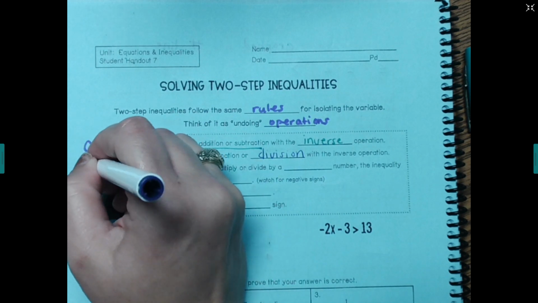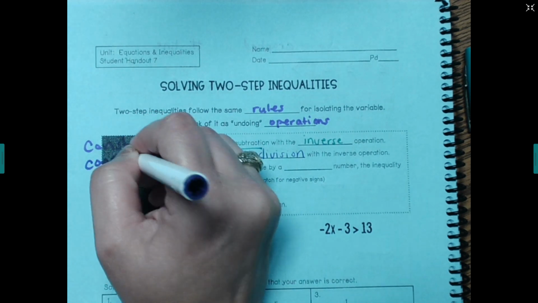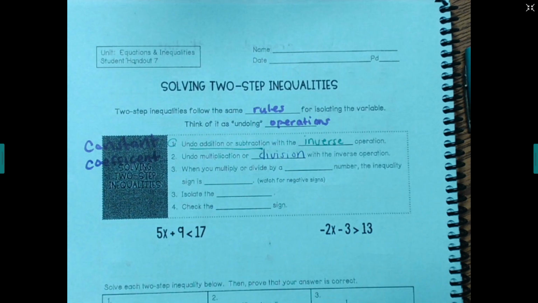This is our coefficient, the number that is attached to your variable. Plain number first, then get rid of who's attached, who's hanging out with your x, who's stuck. You want to get rid of them second.